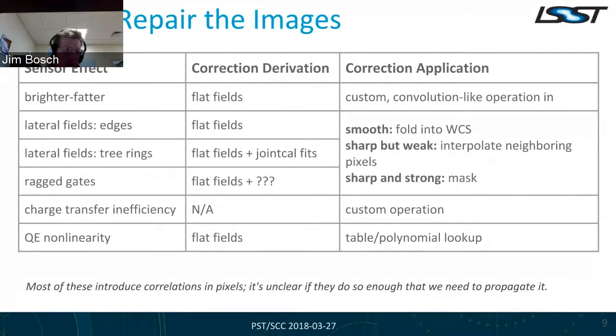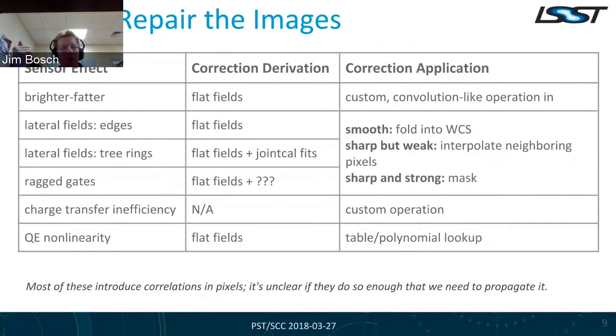There are also charge transfer efficiency-like problems. There's plenty of literature on charge transfer efficiency, although it would be different for our case than it is for, say, the CTE problems in Hubble. But that's definitely out of scope for this talk. And then there's, of course, the regular QE nonlinearity. You can derive a correction for this from flat fields, and then you can just fix it in the images with some sort of table or polynomial lookup.